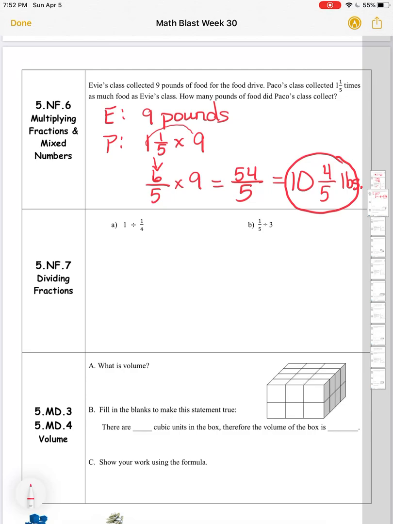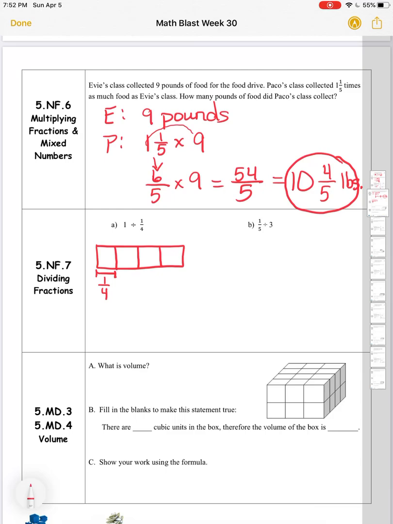Either way works. Dividing fractions, 1 divided by 1/4. So I'm going to represent 1 whole here, and I want to divide that by 1/4. And so I'm going to break my whole into fourths, 4 equal parts. And right here represents 1/4.